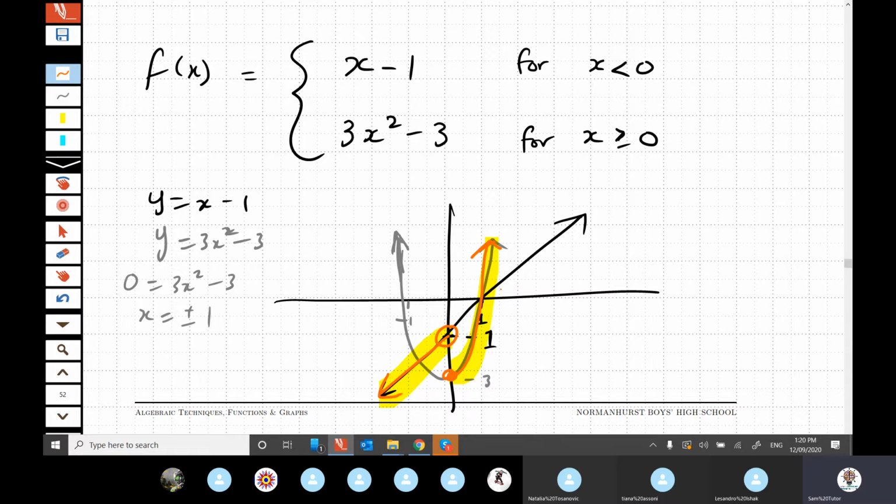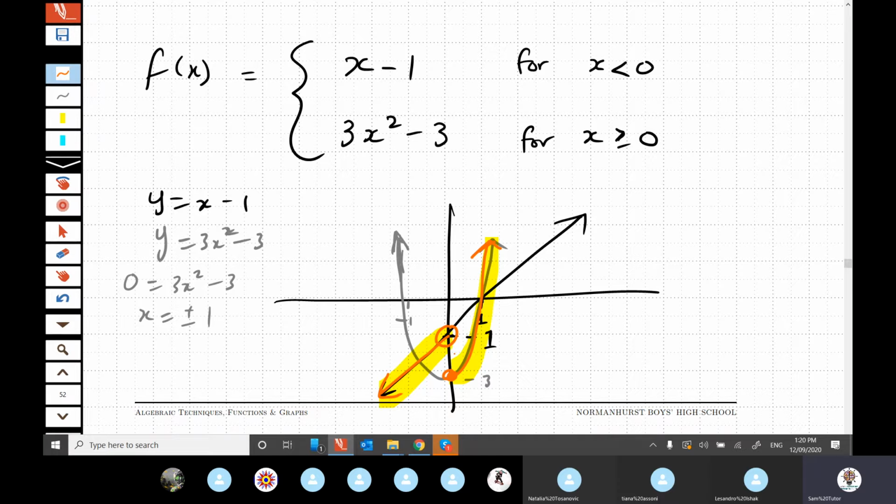It is not continuous. Is it differentiable everywhere? No, because there's a pause right there. Can you differentiate it at this stage? Yes. Only for x less than 0. Can you differentiate it here? Yes. Can you differentiate the whole function? No, because there's a pause. There's a break there. That's not allowed.